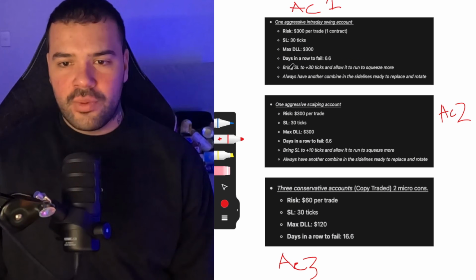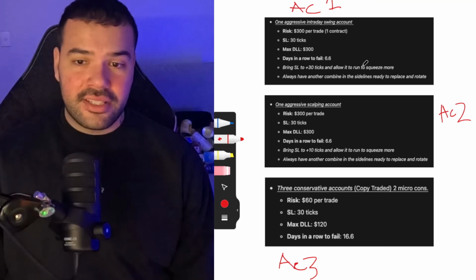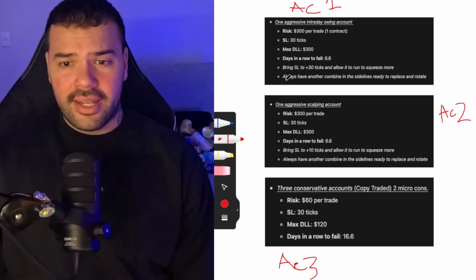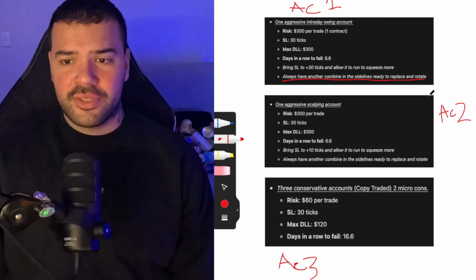And my own personal rule here is to bring stop loss to plus 30 ticks if I'm in a winning trade, and allow it to either stop out at plus 30, or if it keeps on running, then I get a bit of a bigger payday from that one. Again, always have another combine in the sidelines ready to replace and rotate.